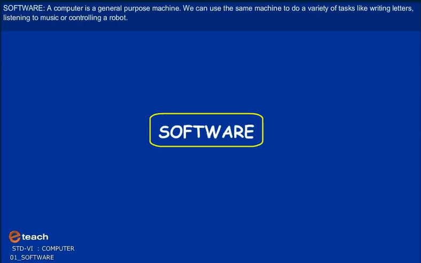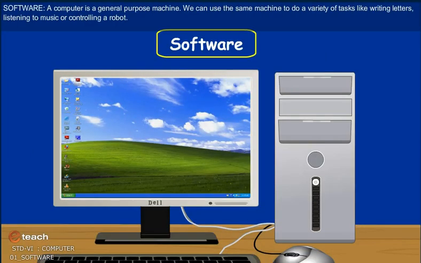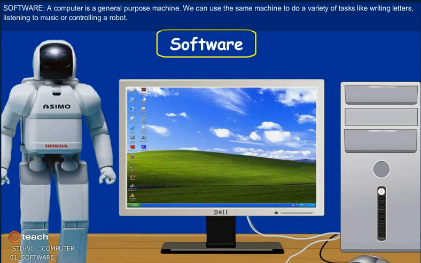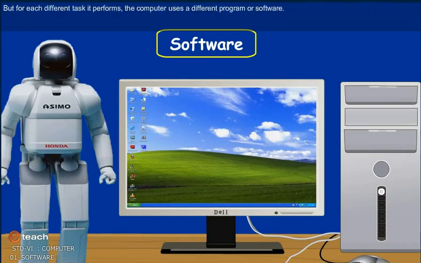Software. A computer is a general-purpose machine. We can use the same machine to do a variety of tasks like writing letters, listening to music, or controlling a robot. But for each different task it performs, the computer uses a different program or software.